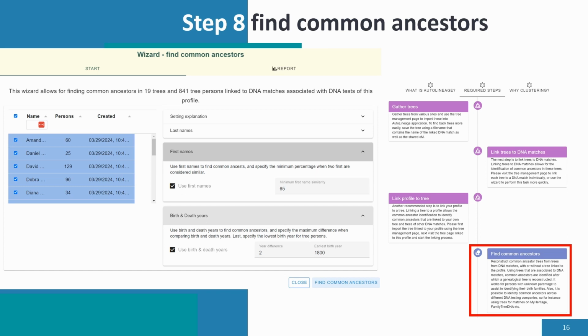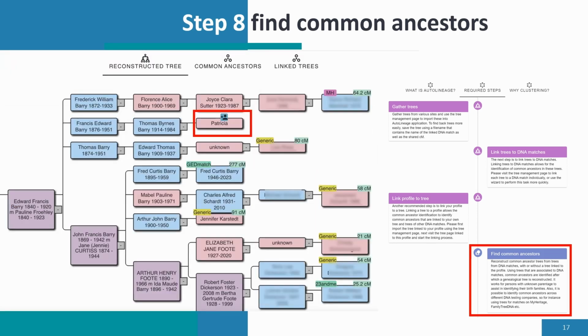When the analysis has finished, a report will be presented which provides information for each of the different analyses. After clicking on the Close button of the wizard, you'll be redirected to the common ancestors. The reconstructed tree shows a tree visualization of the common ancestors, the linked DNA matches, and, if available, the tree of the profile that was linked to this analysis.